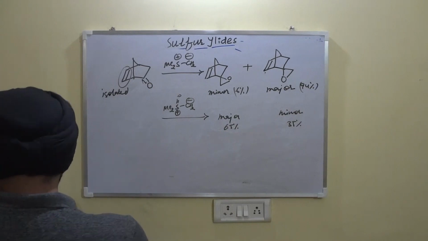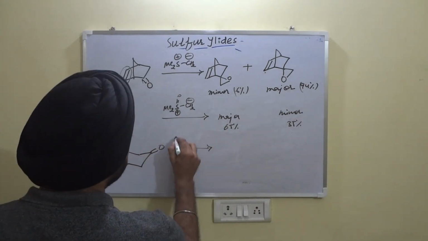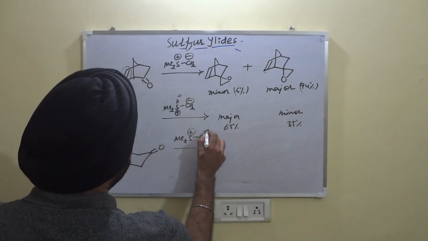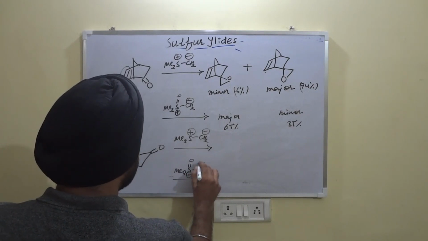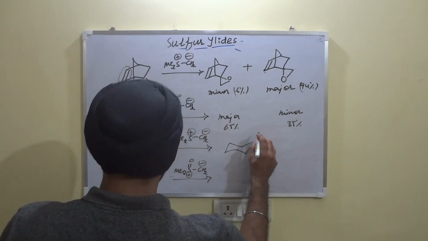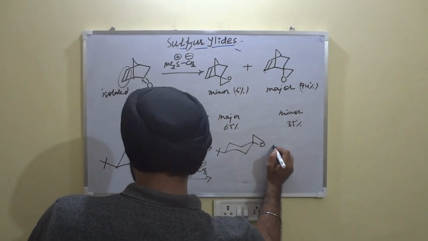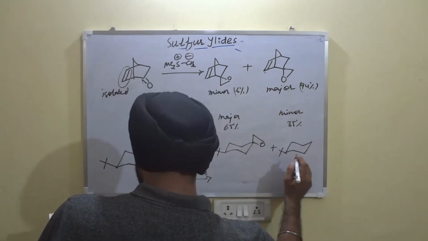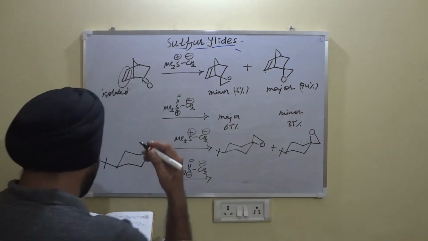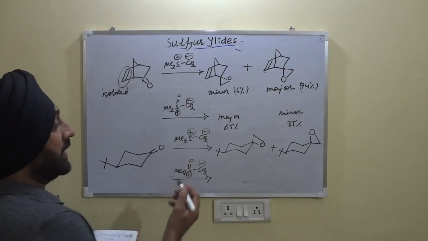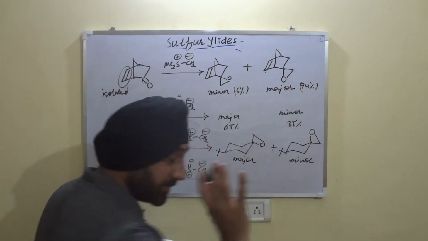Now, let's look at a cyclohexanone moiety having a tertiary butyl group at the 4 position, reaction with unstabilized ylide, reaction with stabilized ylide. So we can have two products. In one of the products you have this oxygen at the axial position, in the other you have this oxygen at the equatorial position. Whenever you treat it with the unstabilized ylides, the preference is to attack from the axial position. That is why this is the major product and this product is the minor product. This is something that you must bear in mind.